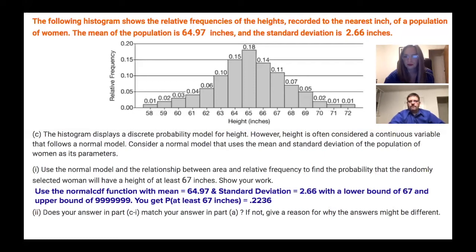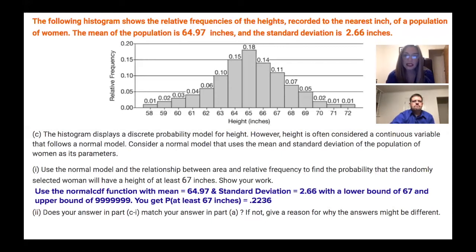If you don't remember or are struggling to do that, come see us in office hours. We'll walk you through how to do normal CDF, but that's a calculator function. Remember, because we're talking about heights of at least 67 inches, your lower bound is 67 and your upper bound is all those nines, right? You want it to go forever.